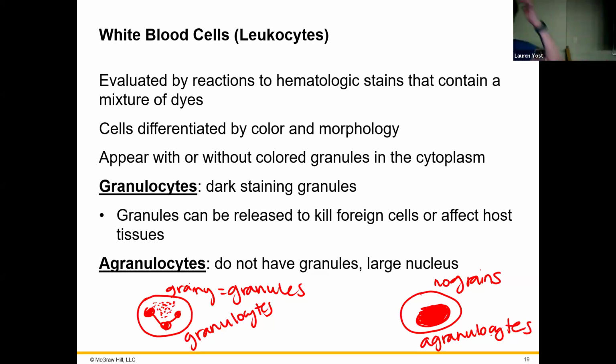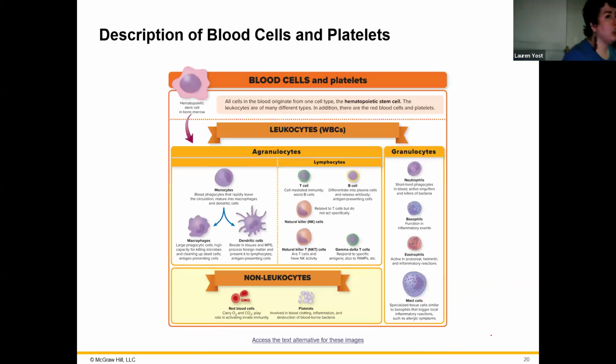And as it turns out, the functions kind of go along with whether you have granules or not, because the granules are actually used by those cells for sending signals and controlling the inflammatory response.